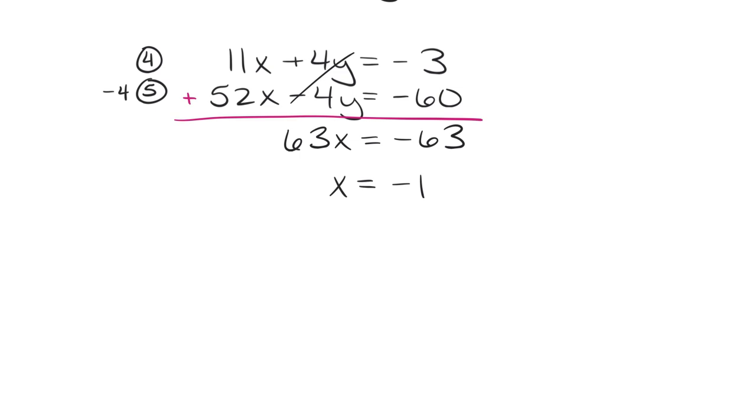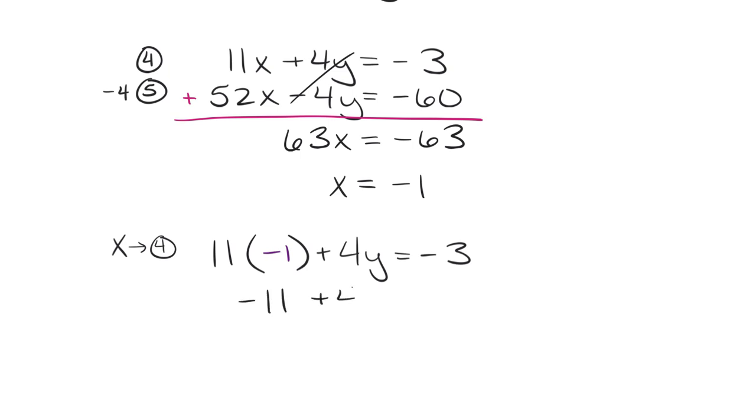Okay, at this point, we need to start back substituting. You can back substitute the number we got for x into either equation 4 or equation 5. So we're going to take x and plug it into, I'm just going to pick equation 4. You could have picked 5 if you wanted. Which means we're going to have 11 times this negative 1 we just found plus 4y equal to negative 3. So that's negative 11 plus 4y equal to negative 3.